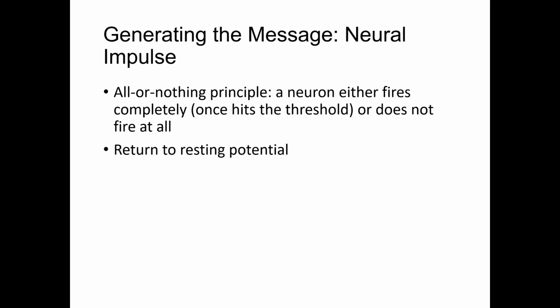So with this neural impulse, there is one important principle, which is called the all or nothing principle. This basically means that a neuron either fires completely once it hits the threshold of around negative 55 millivolts, or does not fire at all. So in other words, once the inside of a neuron becomes negative 55 millivolts and action potential happens, then there is no going back. And as we discussed, after the action potential, it will go back to the resting potential.